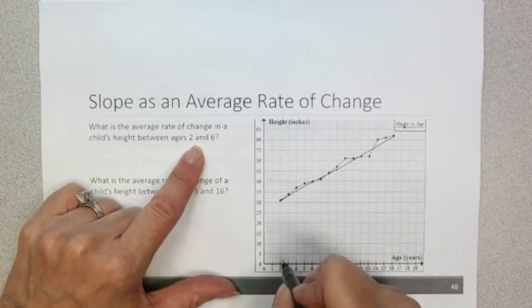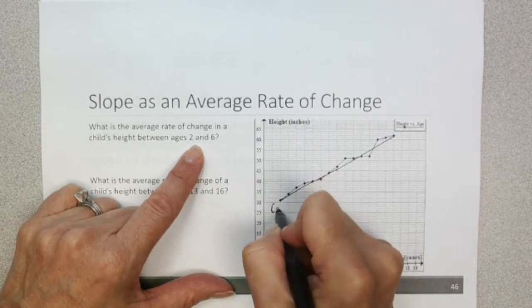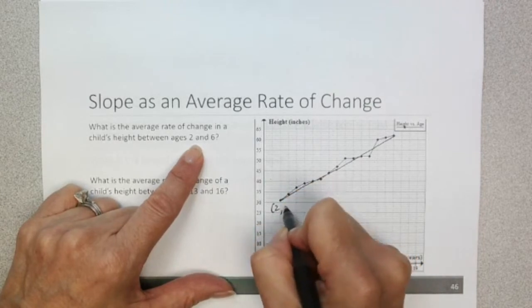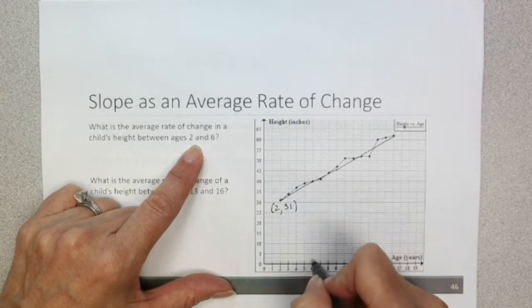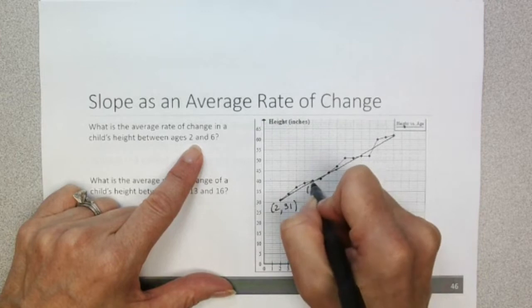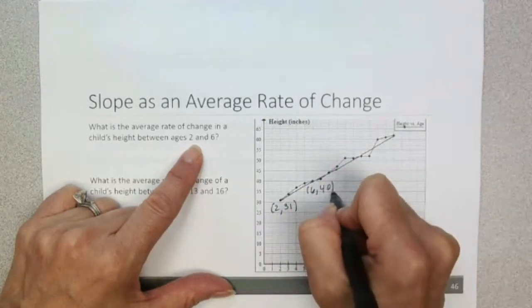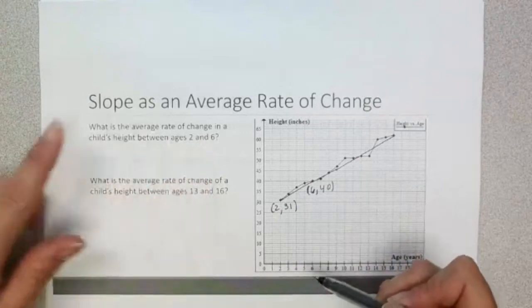We know the coordinates of these points. Well, I think we can. Look here, when the child was 2, it looks like he or she was 31 inches tall. When the child was 6, follow that up there. So when the x is 6, the y is 40. So when the child was 6, they had grown to 40 inches tall.